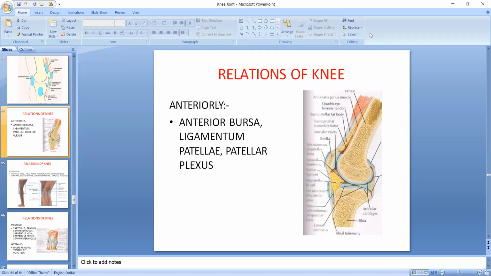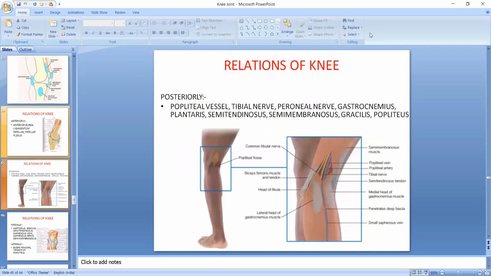Today we will see what the relations of the knee joint are, and what it corresponds to among the other structures. Anteriorly, the anterior bursa, ligamentum and patellar plexus are present. Posteriorly, popliteal vessels, tibial nerve, peroneal nerve, gastrocnemius, plantaris, semitendinosus, semimembranosus, gracilis and popliteus muscles.